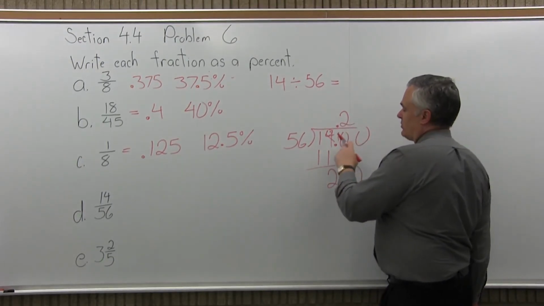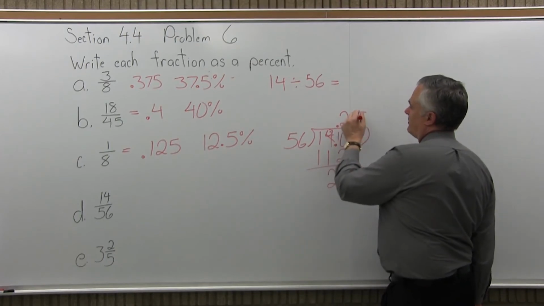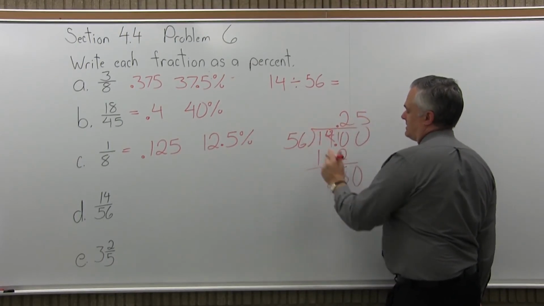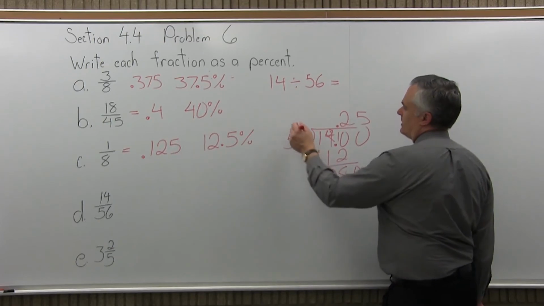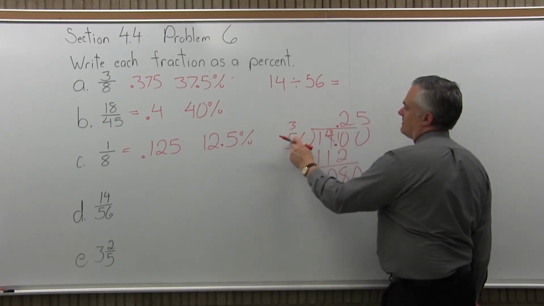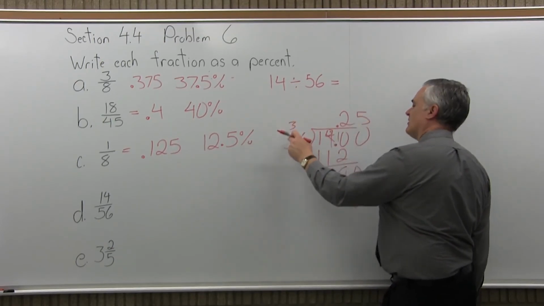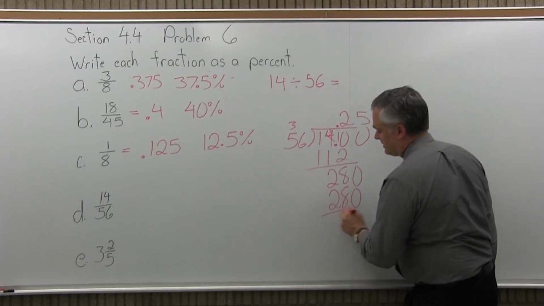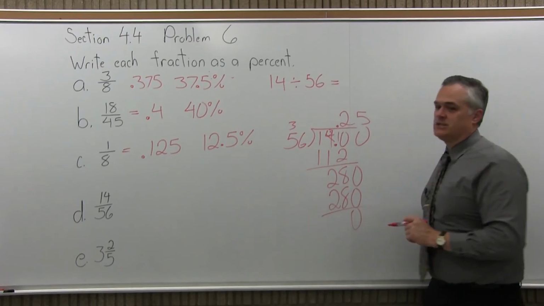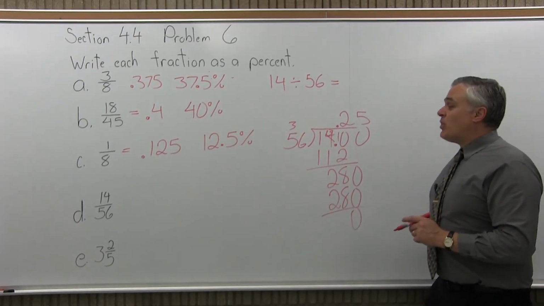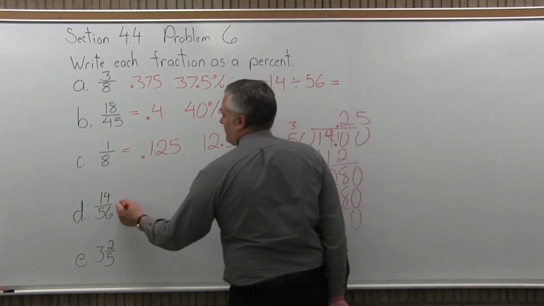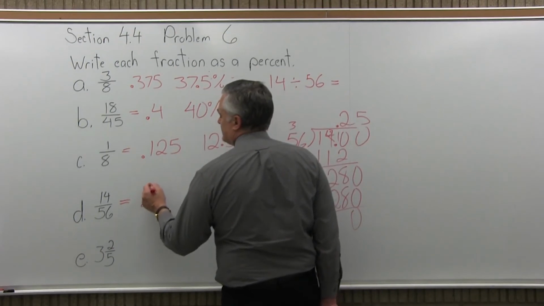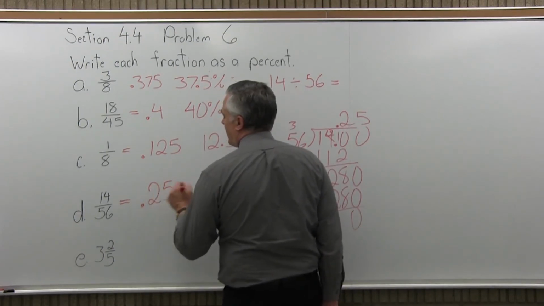So 140 went twice, but I think 5 will fit. Let's see. 5 times 6 is 30. Write the 0, carry the 3. 5 times 5 is 25. Add 3 more that we carried over. 25 and 3 more is 28, and it fits perfectly. 280, 280, you subtract, you get a 0. So it's 0.25. So 14 over 56 is 0.25.